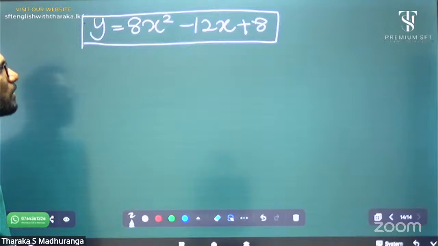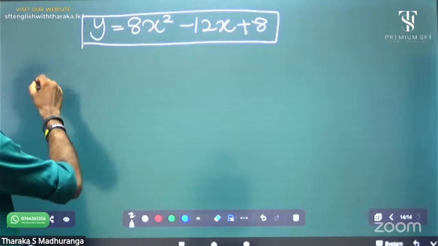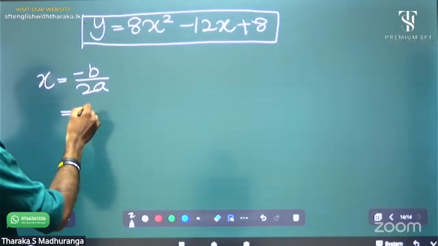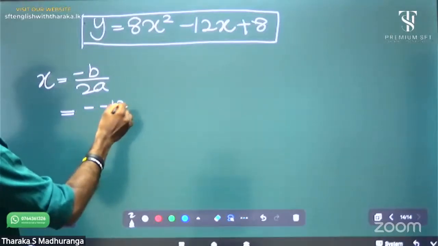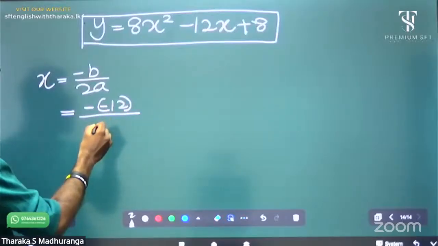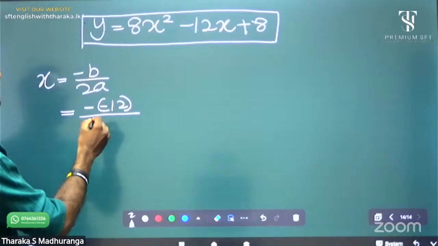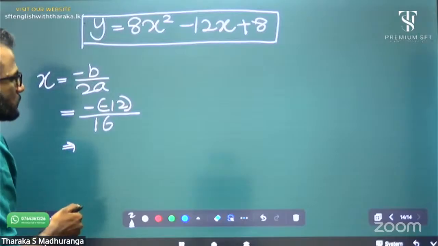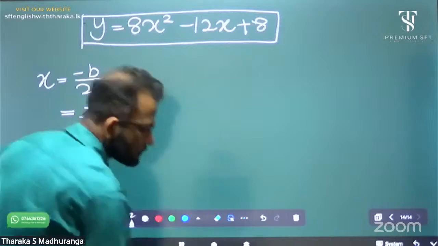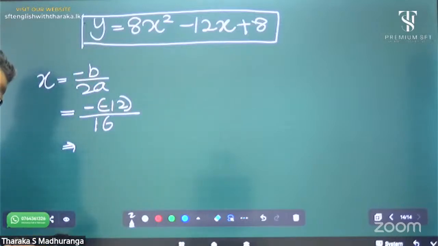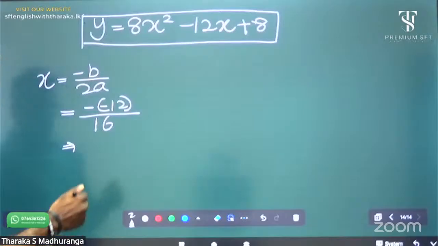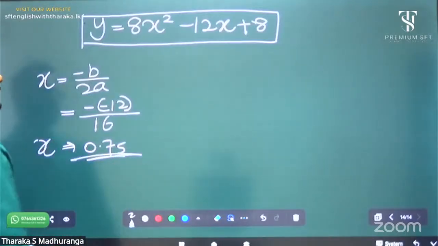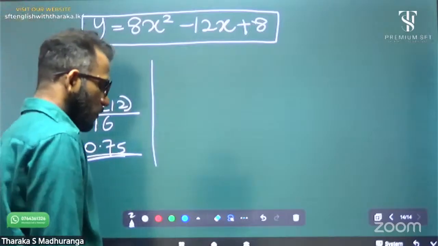Need to calculate the turning point coordinates. The x turning point coordinate is minus b over 2a, 12 over 16, which is 0.75. 0.75 is the x coordinate of the turning point.